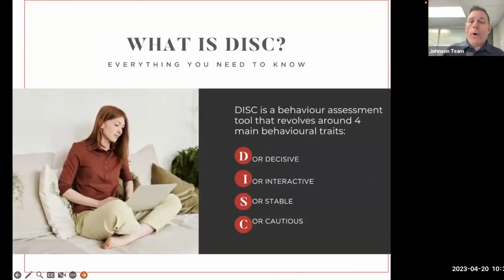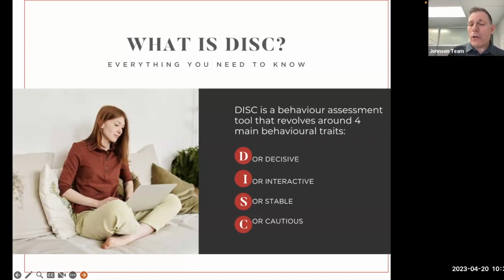Okay, so what is DISC and everything you need to know? So there are 4 DISC behaviors. The first one is D, which is decisive. A lot of realtors always want to pretend or want to think that they're a D, but really only 3% of the population are truly Ds. And I'll go through that in more detail when I'm going through the D. The next is I, or interactive. They're social people. S is stable, and C is cautious.